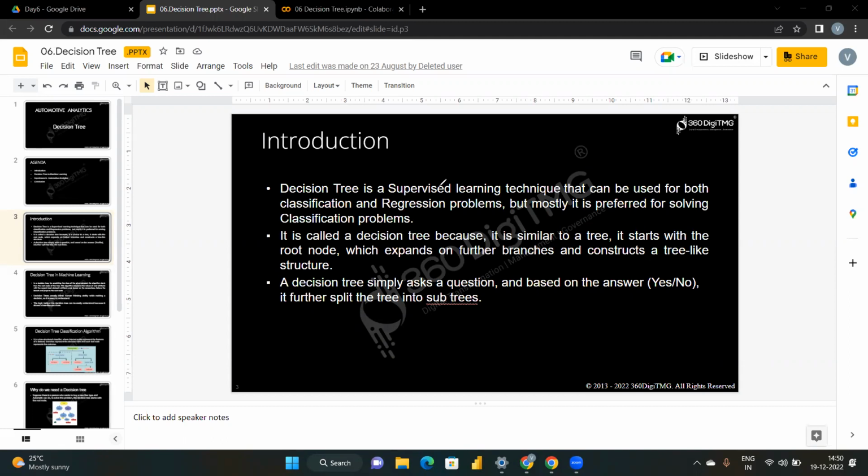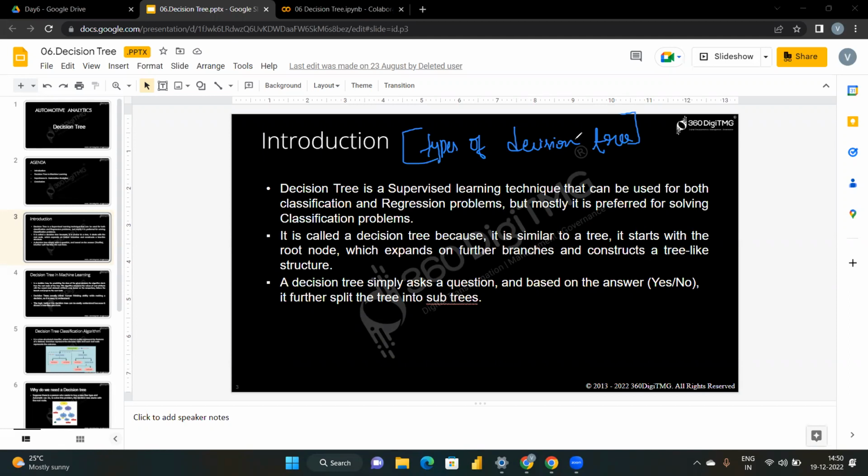So guys, we have seen what is the use of decision tree, and what is the use of the decision tree algorithm. Before going to the decision tree in machine learning, let me explain what types of decision trees we have. Types of decision trees. We have four popular types of decision tree algorithms.